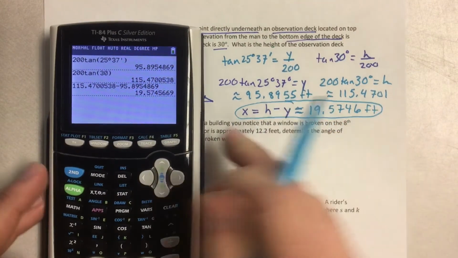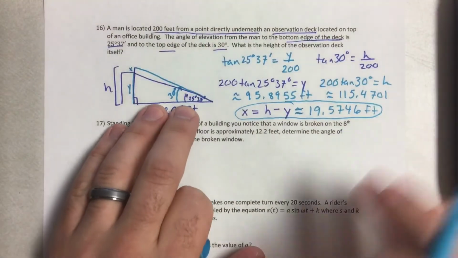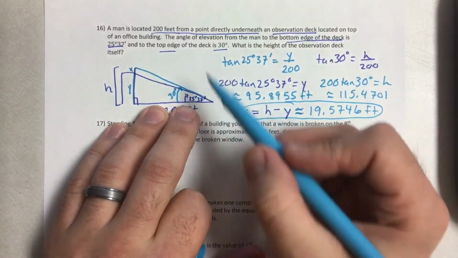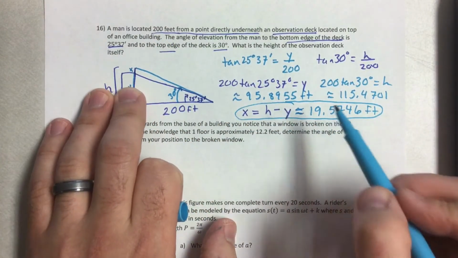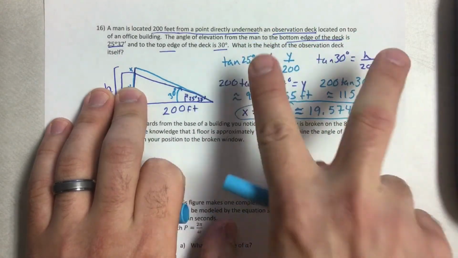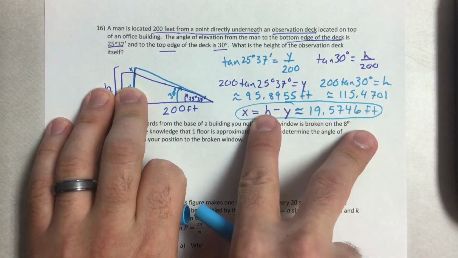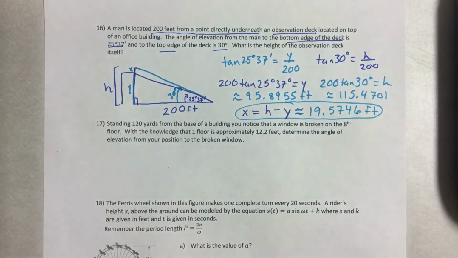So just like we've seen before, we drew ourselves the diagram, that's half the problem. We formed a game plan, we knew we had to subtract the two vertical lengths, and we performed the two separate trig functions to get our answer.